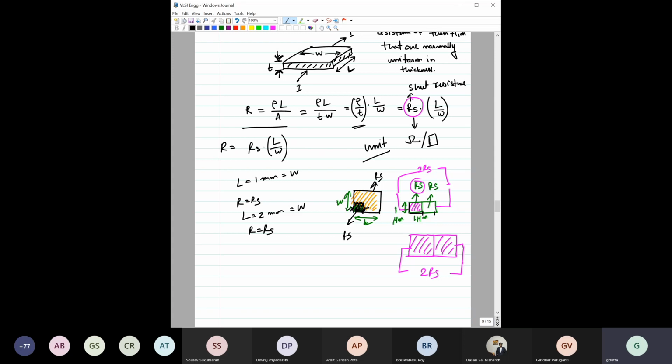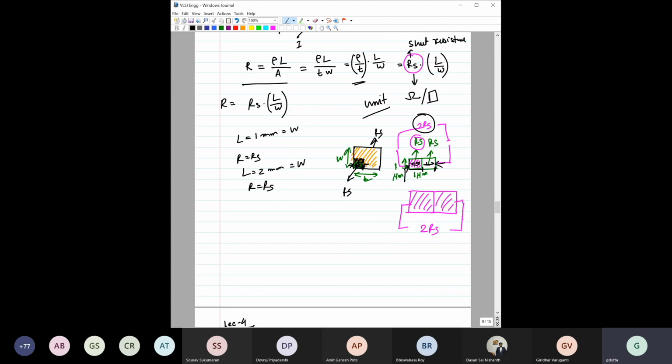If you take one more 1 micrometer, then this portion is RS, and this portion is another RS. Then if you calculate the resistance between these two terminals, its effective resistance would become 2 RS, right? So this is the concept of sheet resistance, right?